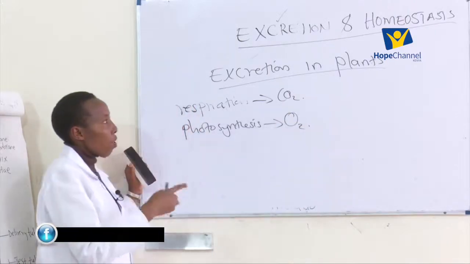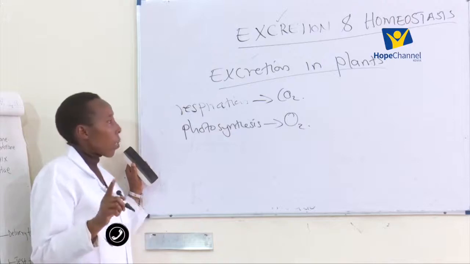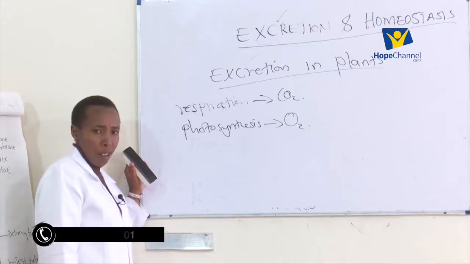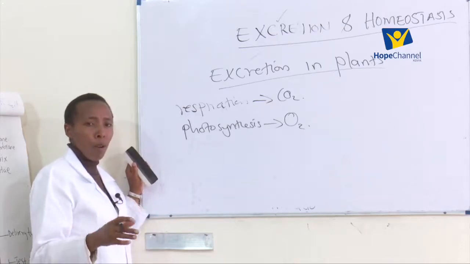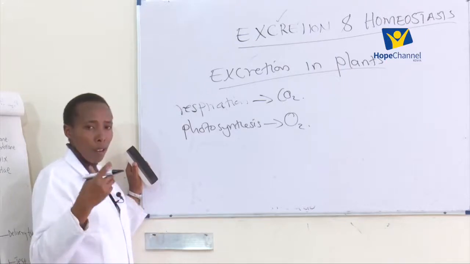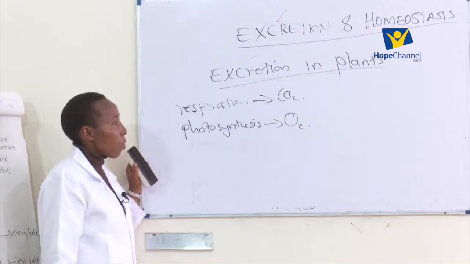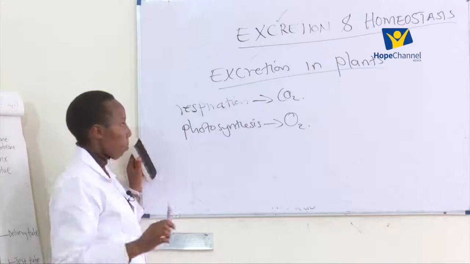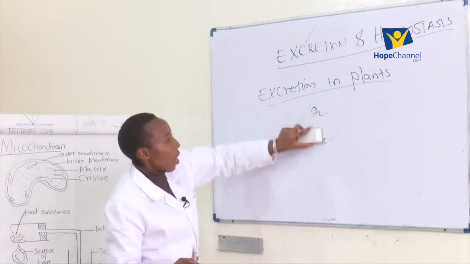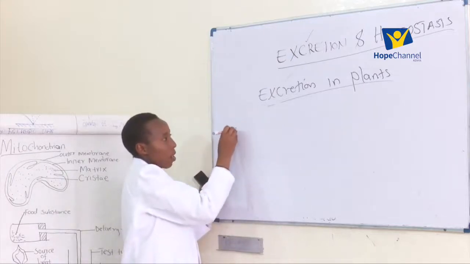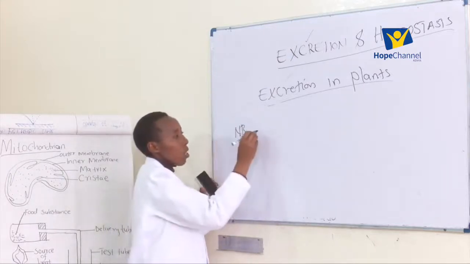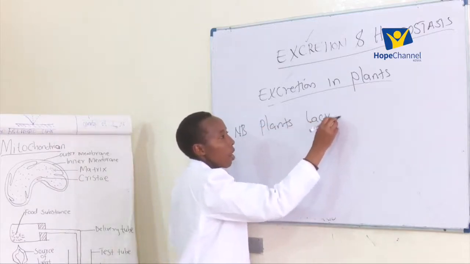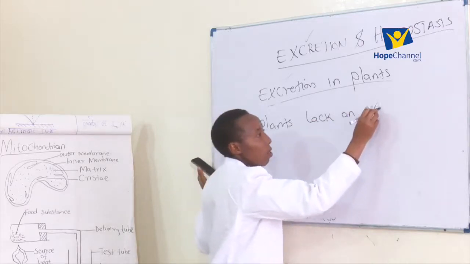So when you check on the excretion in plants, you realize that plants have simple excretory waste. They are very simple. They are not that toxic. They are not that complicated. And because of that, we say that plants lack an excretory system. That's a very major point that we need to note, that plants do not have an excretory system.